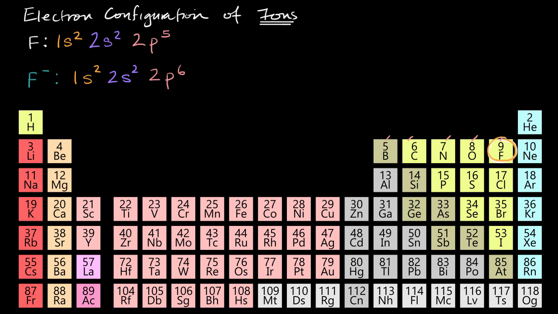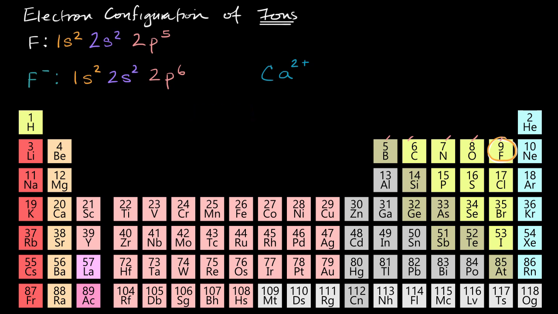Now let's do another example. Let's say we wanted to figure out the electron configuration of a positively charged calcium ion. So calcium, let's make it 2+. So it has a positive charge of 2. So you could view this as a neutral calcium that has lost 2 electrons. What would be its electron configuration? Pause this video and try to figure that out.